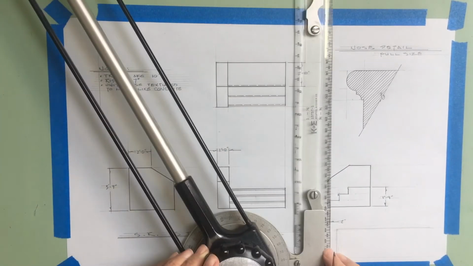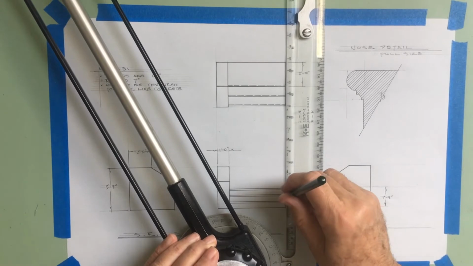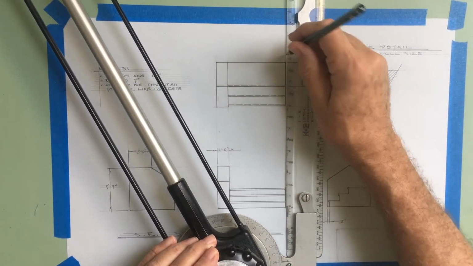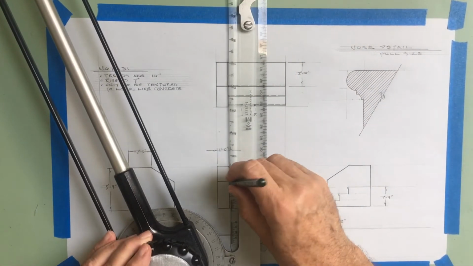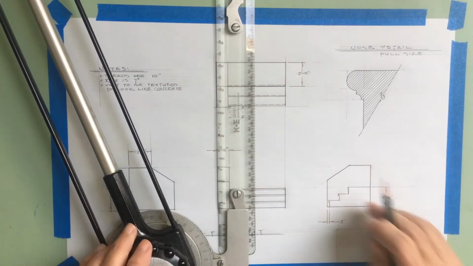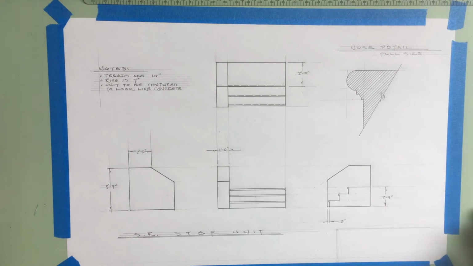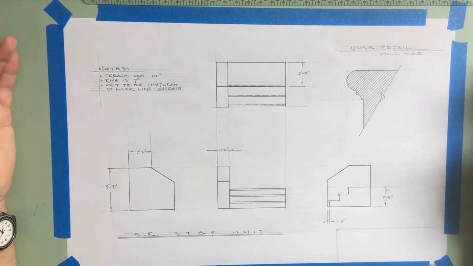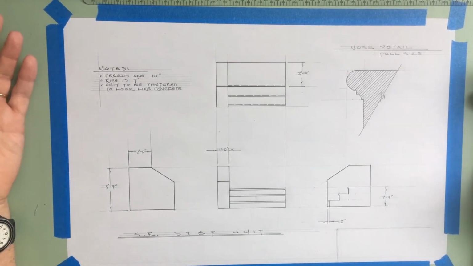Same thing here going into the top view. This line here transfers up there, this line here transfers up there, this line here transfers up there. Now, a couple of other things that I've done on this drawing in order to make it a good composition.